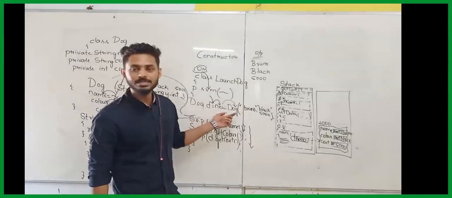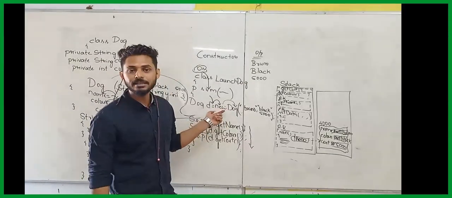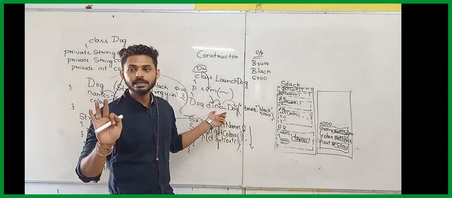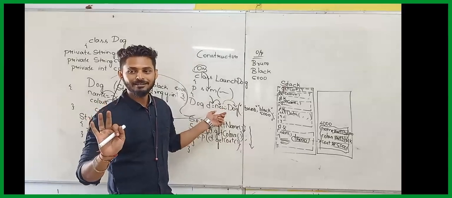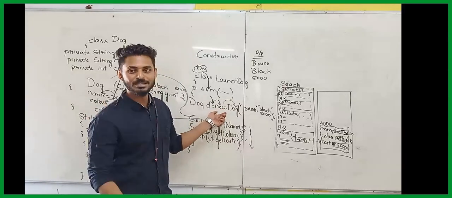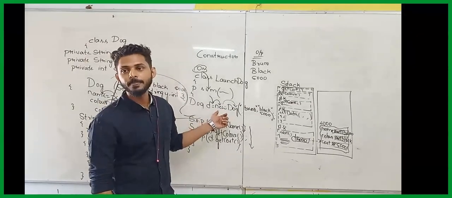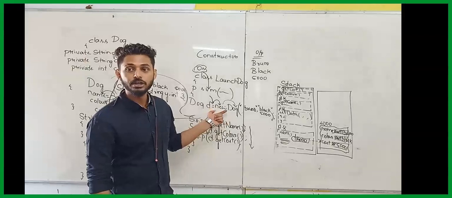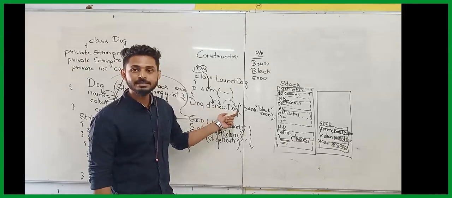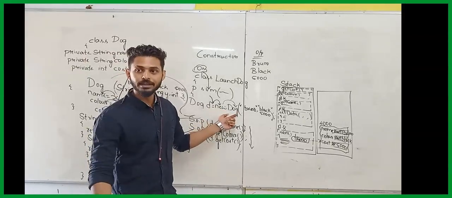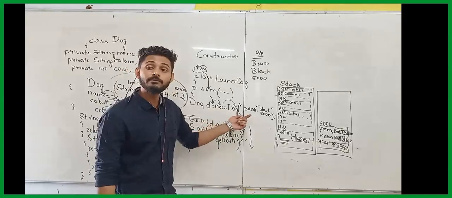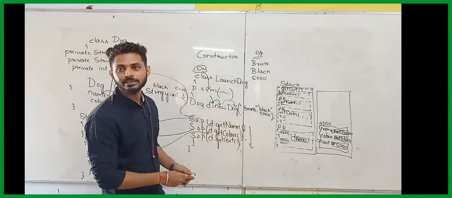Now, if you observe, how many parts are there here? 3. Till now I have told the same, and at last we are saying 2. How many parts are on the right side? 3 parts. One is the new keyword. Second one is the dog class. Third one is the class name with the bracket. Okay, third part, how can you define it?